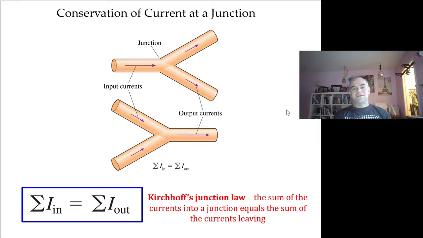So electrical current, just like water current, is conserved. The amount of charge passing through, just like the amount of water passing through a space, has to be the same. What's coming in has to be equal to what's coming out. And that's known as Kirchhoff's junction law. Basically, the amount of current coming in has to equal the amount of current going out of a junction, where a junction is where several wires meet. And that'll help us think about circuits as we talk more about them.